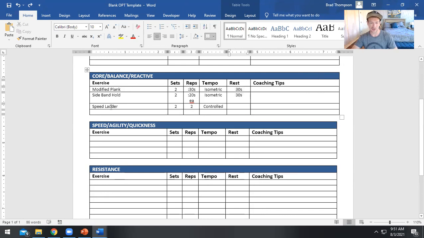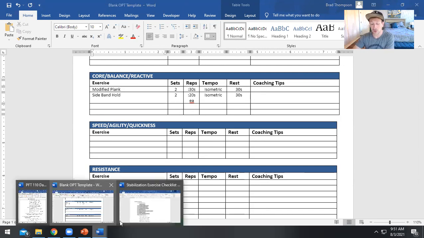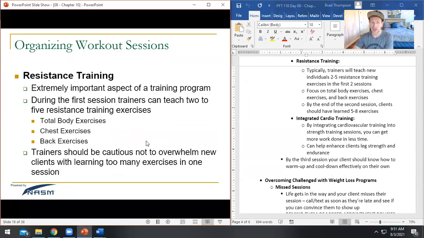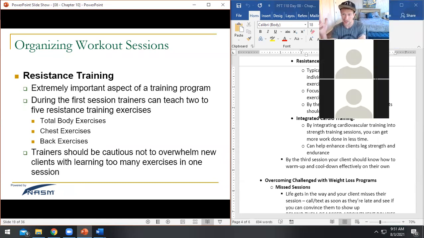I am going to take the speed ladder off here though, because we're building a textbook example today. So in your first session with a weight loss client, you're probably just going to go through a couple little core exercises. Balance and reactive and SAQ, probably going to leave those for your next couple sessions. We'll get into those later. Remember, you've also got to teach all this stuff to somebody. If you're throwing 50 exercises at them that they have to learn how to do in one day, it's a lot. It's very overwhelming.